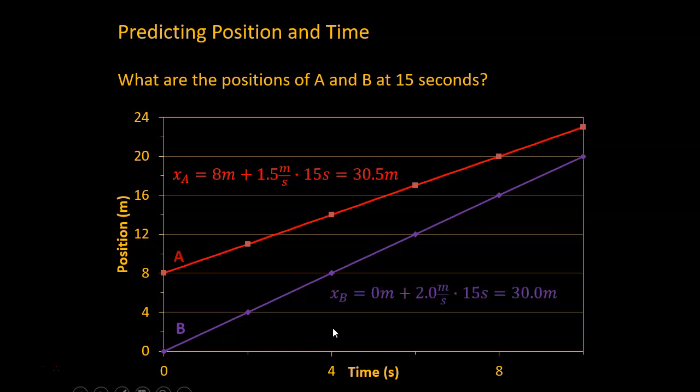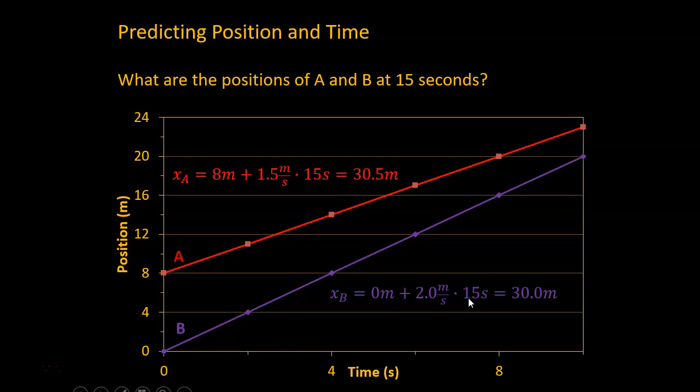Let's do the same thing for object B. Now object B starts at 0 meters, so we put our starting position down there. And if we look at the slope of this line, we can see that in 4 seconds it went from 0 meters up to a position of 8 meters. So 8 meters displacement divided by an elapsed time of 4 seconds tells us that it's moving at a velocity of 2 meters per second. That means every second it's going to move another 2 meters.